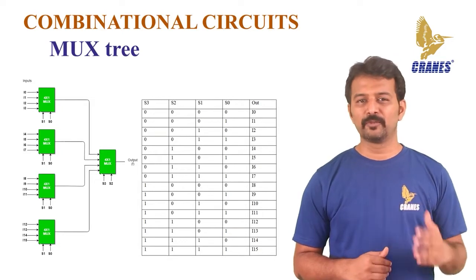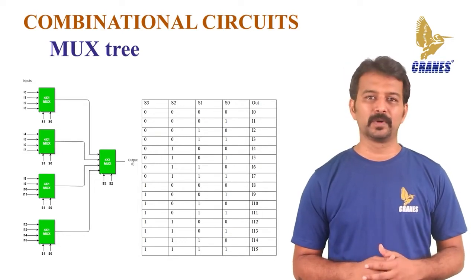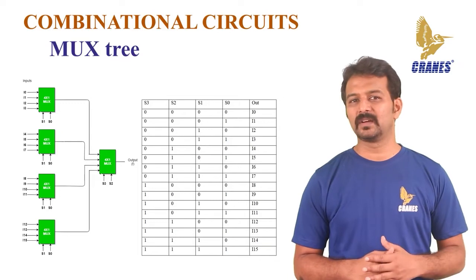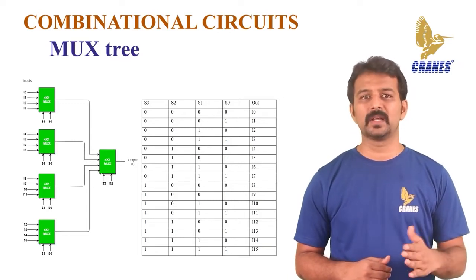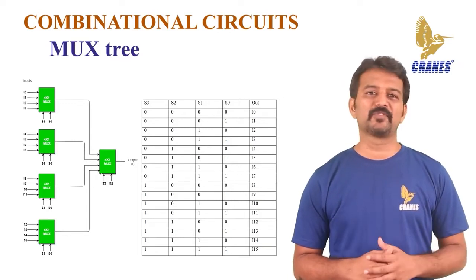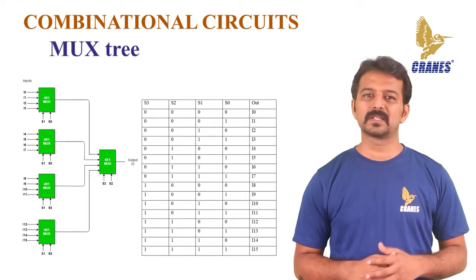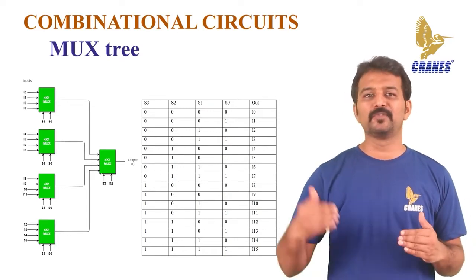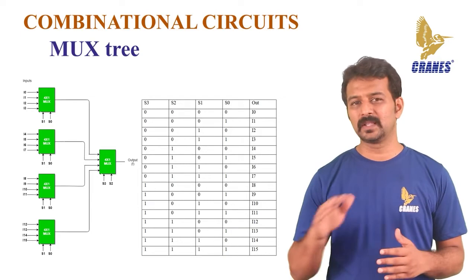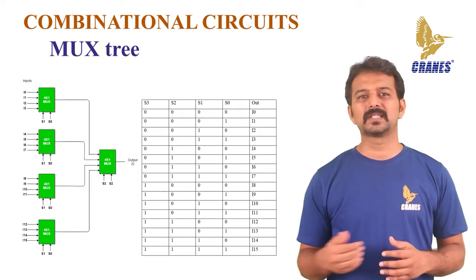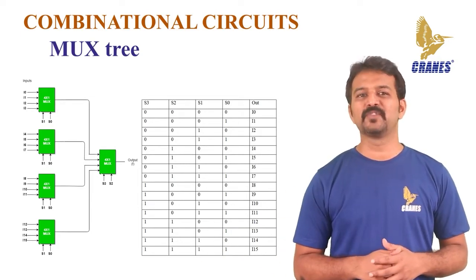Therefore, each 4:1 multiplexer produces an output based on the values of the selection lines, that is S1 and S0. The outputs of the first stage 4:1 multiplexers are applied as input to the 4:1 multiplexer that is present in the second stage. The other selection lines S2 and S3 are applied to this 4:1 mux.